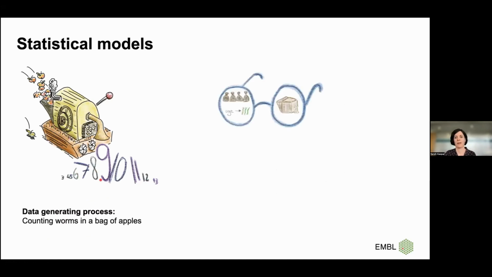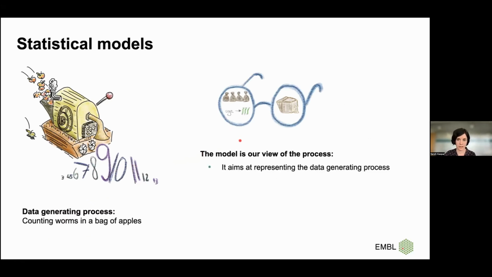And now the model is our view of that process, which is why I try to picture it with these pairs of glasses, right? So the model tries to represent the data generating process. And it does so by summarizing a set of assumptions, often, actually always, in the form of equations, but I promise to spare you the equations today. So a set of assumptions could be, for example, that all the bags that you have are the same size.